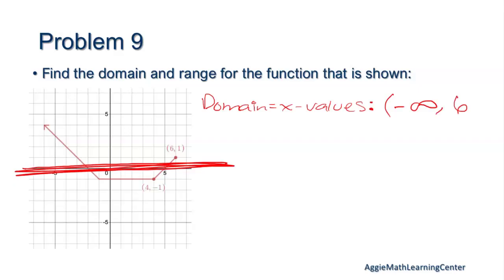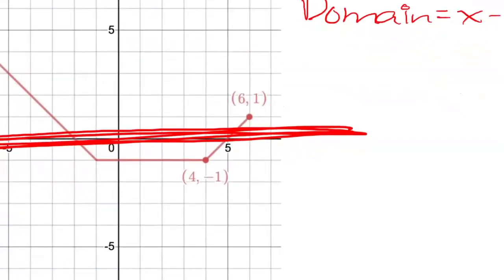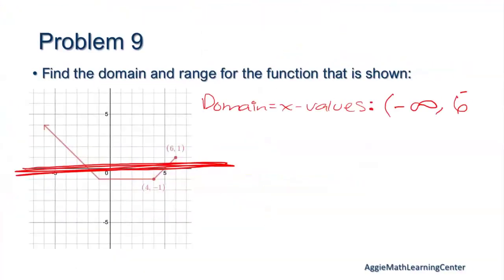Okay, is 6 included in my domain? Yes, because it's a filled-in point. If there's a hole right there, that means it doesn't include it. But since all of these points are filled in, it does include it, so you would add it to your domain. So it'd be like this. Same with y.